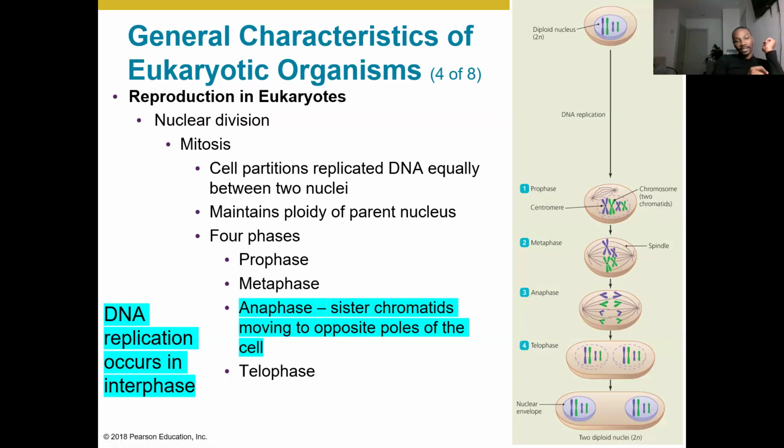Let's say it again: DNA replication occurs in interphase. When you replicate your DNA, you can undergo mitosis, which starts with prophase. We talked about this before. In prophase, the nuclear envelope deforms and the chromosomes start to condense. That's why you can see them as these X's, basically.